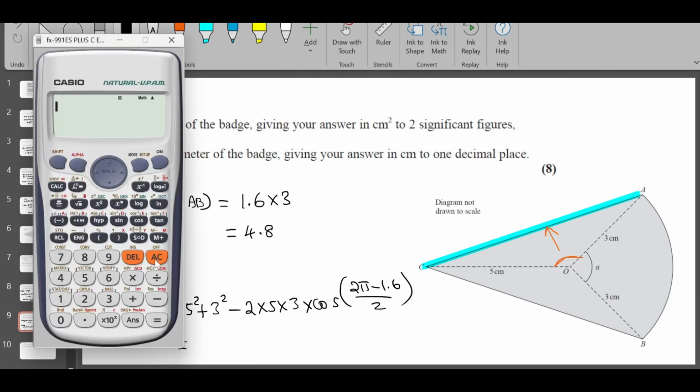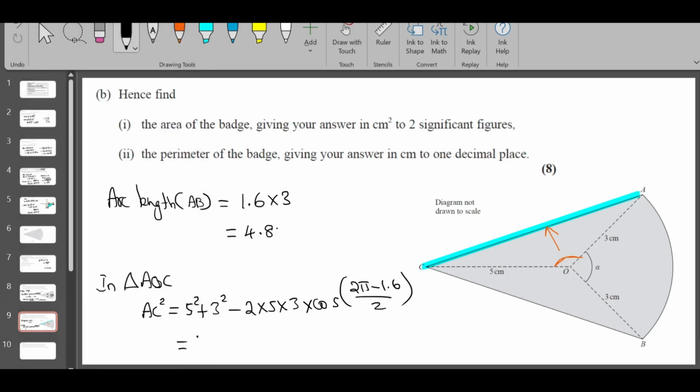So I'm going to calculate this AC now. Put it as AC equals square root of 5 square plus 3 square minus 2 times 5 times 3 times cos of (2 pi minus 1.6) divided by 2. That's going to be 7.409 something.